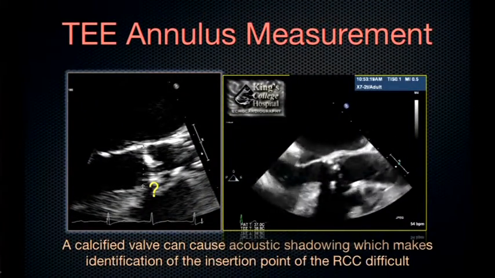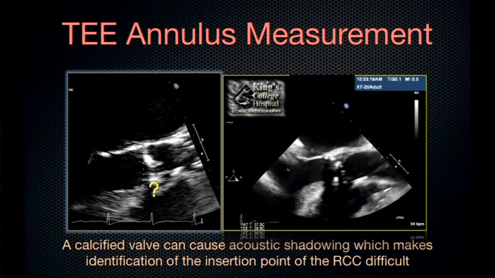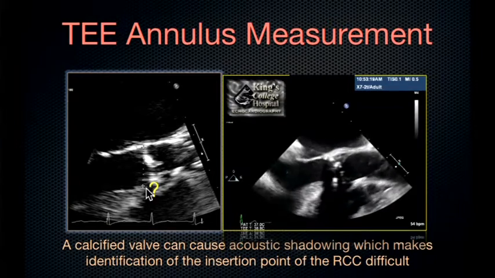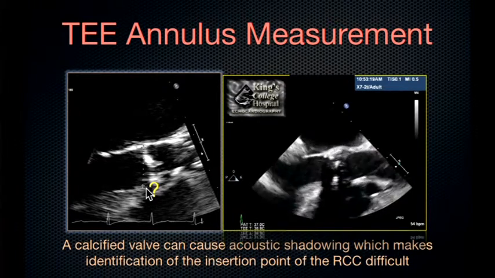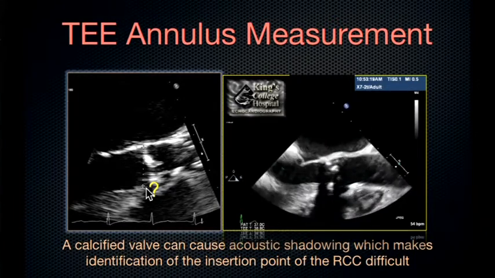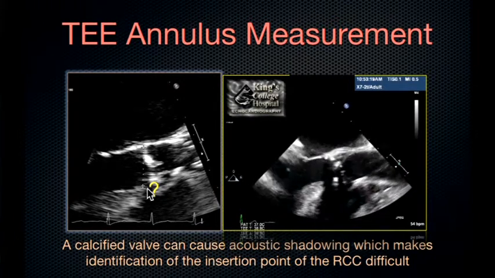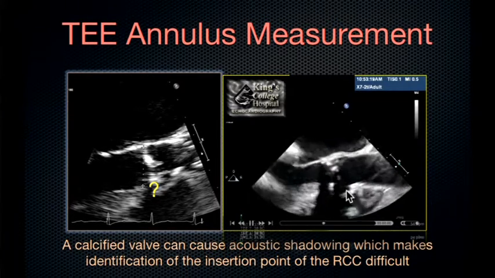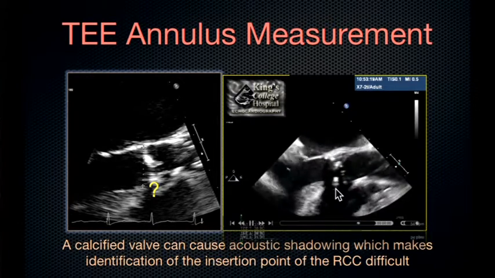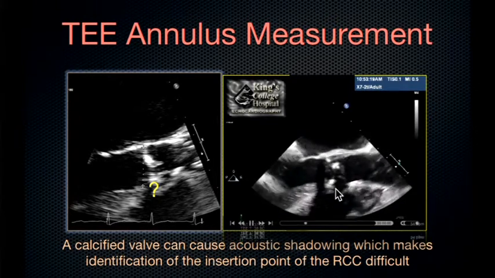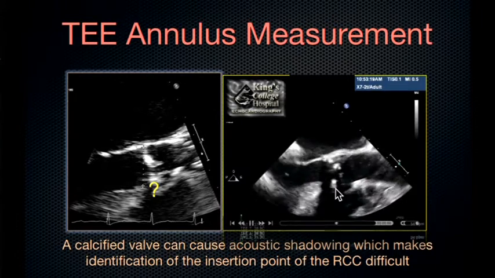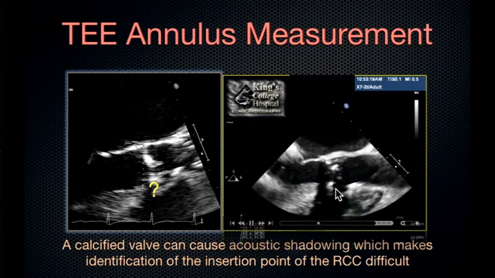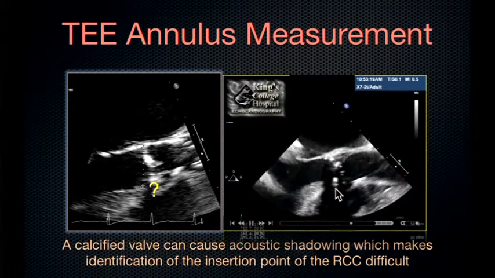However, sometimes this can be technically very challenging from a TEE point of view because often we will get calcification from the valve leaflets causing an acoustic shadow which obscures the insertion point of the right coronary leaflet and makes it very difficult to make the measurement. So here's an example of a patient with a heavily calcified aortic valve, and you can see a large acoustic shadow which would make imaging quite challenging. And whilst this might be satisfactory for a conventional TEE study, it's not good enough when you want to make annulus measurements. And for those of you who do TEE studies, there are a number of different maneuvers that you need to do.